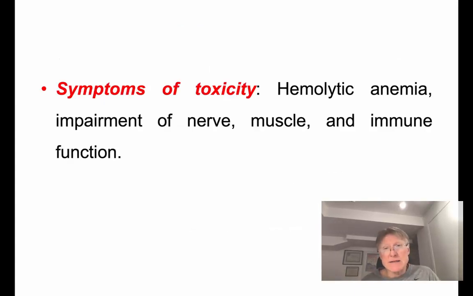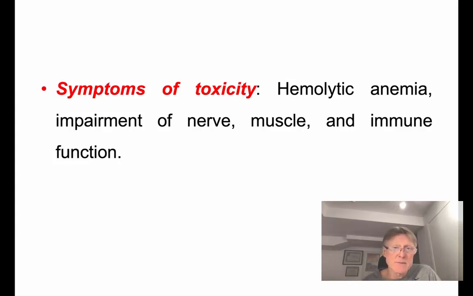Toxicity, the opposite. The problem with vitamin E is that when you have too little, you are predisposed to free radical damage. But if you have too much vitamin E, it becomes a pro-oxidant instead of working as an antioxidant. And in that case, it also causes damage to tissues, especially membranes.